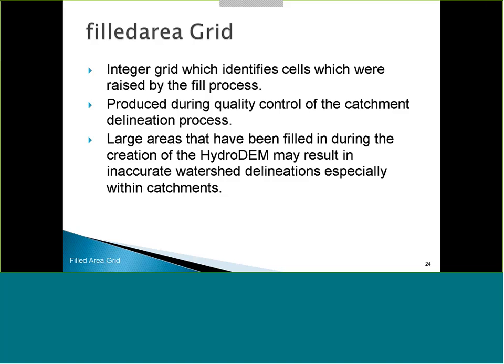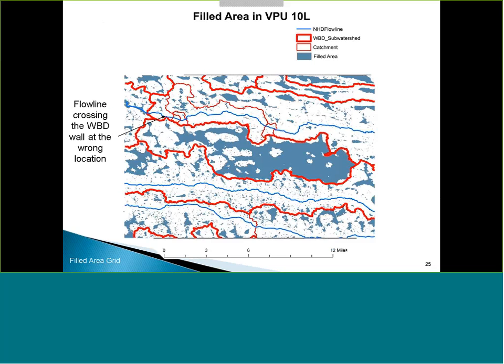So basically, the filled area grid is used as a QA process where we look for these large areas where it's been filled. This slide shows an example where we use the filled area grid. The figure shows a large area, pretty much most of the HUC-12, that was filled during the creation of the hydrodem. It's indicative of inconsistency between the NHD, which are the blue lines, and the red line, which is the WBD, and the underlying topography of the NED snapshot.